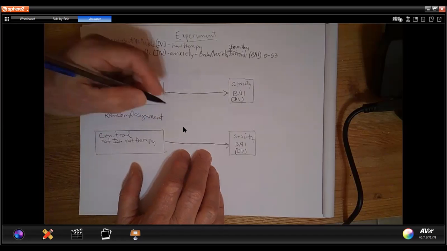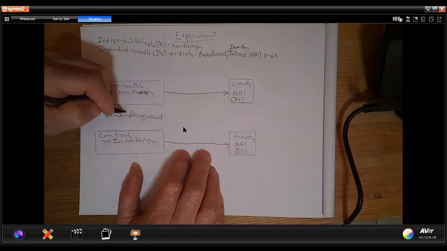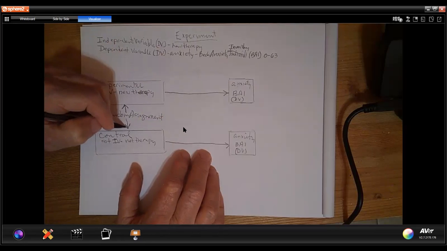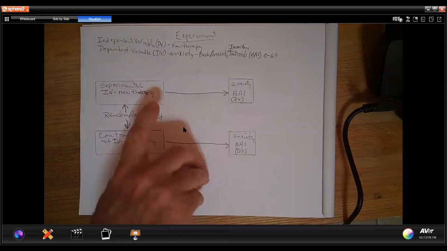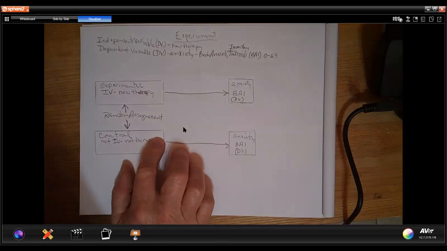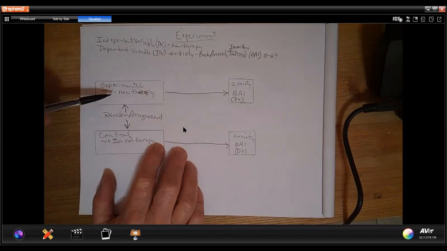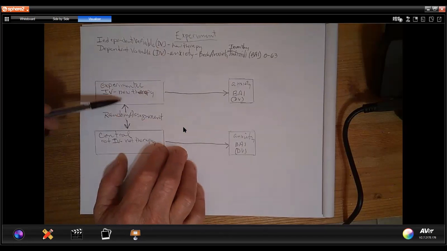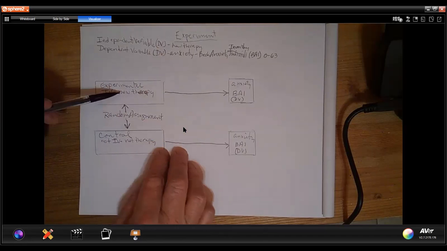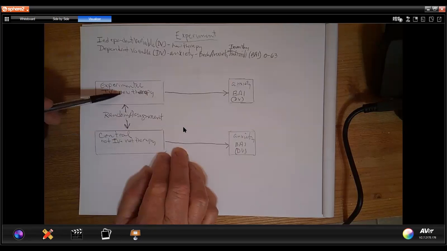Now, what we do is we take our whole bunch of participants and we assign them at random to experimental or control group. So if we have enough participants, that means that we're going to distribute any differences equally amongst these two groups. Chance will do this for us if we have enough people in each group.